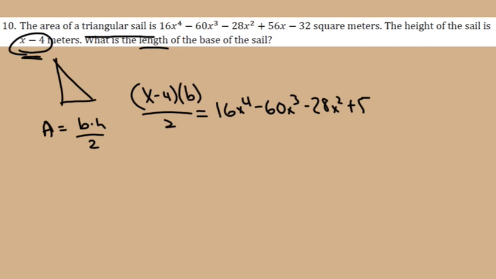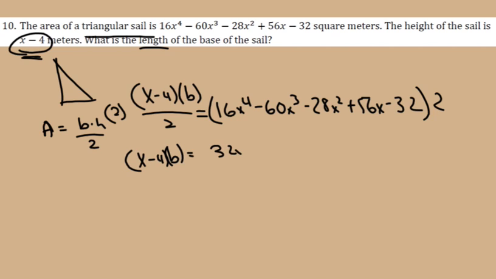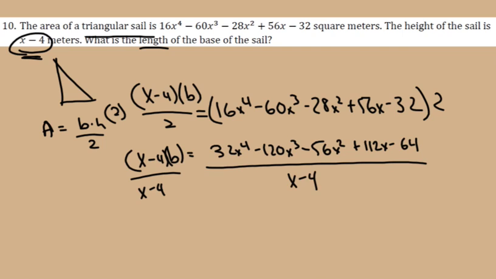All right, you don't have to write this down, but I want to walk through this with you. In order to solve for b, I need to do two things. I need to multiply both sides by 2. So I'll get x minus 4 times b equals 32x to the fourth minus 120x cubed minus 56x squared plus 112x minus 64. Now to solve for b, I'm going to divide all this by x minus 4.